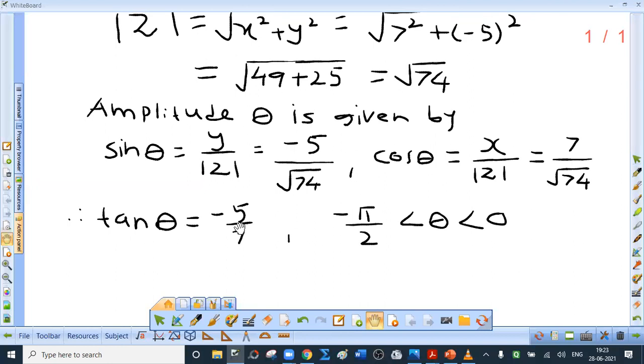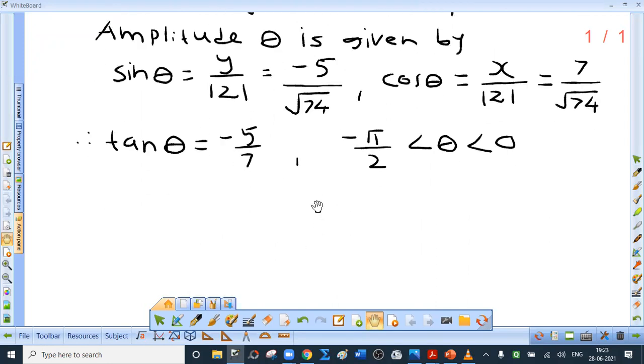You will find that they have written theta as tan inverse of minus 5 by 7, but we haven't done the inverse function yet. But you will agree that the principal argument lies in minus pi less than theta less than or equal to pi. So you can write that minus pi by 2 less than theta less than 0, because the point representing that complex number lies in which quadrant? Fourth quadrant.